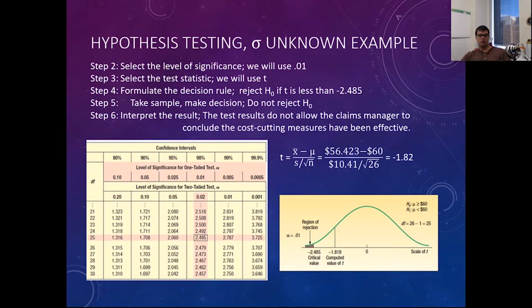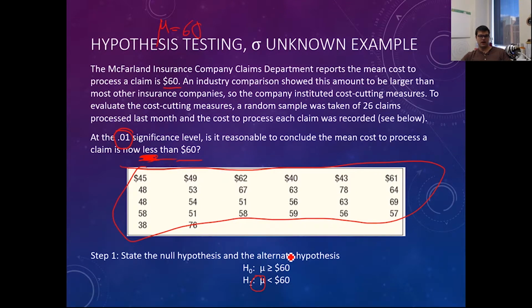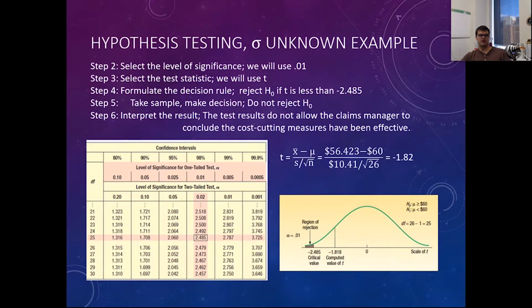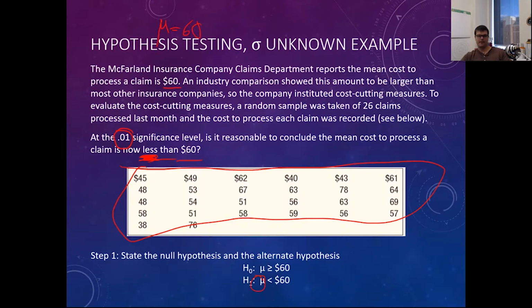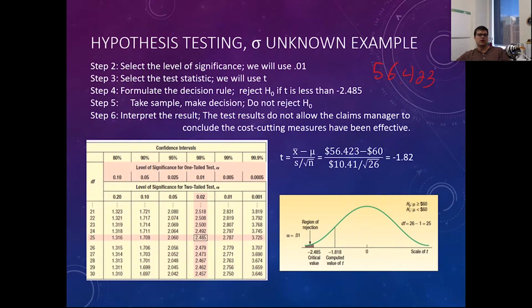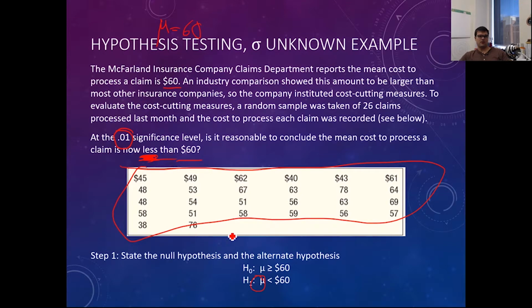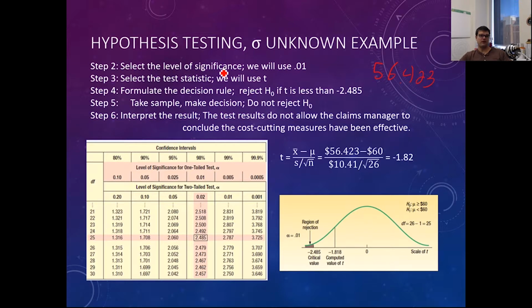Okay, first of all, if you were to add up all of these together and divide it by the total number of observations, you would get 56.423. Okay, that is the new mean of all of the costs to process claims. So the first thing that we did is we stated the hypothesis and the alternative hypothesis. So we've got the alternative hypothesis and the null hypothesis right here. Step 2, we're selecting the level of significance. We're going to be using 0.01 for the level of significance.